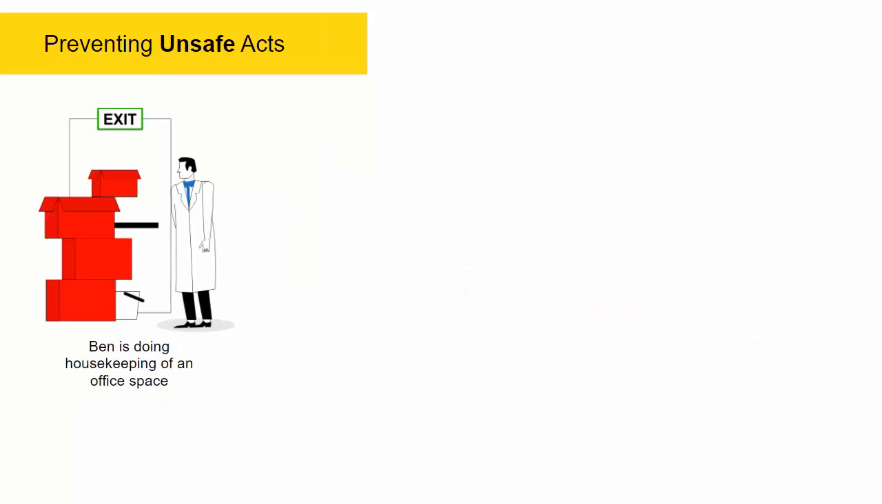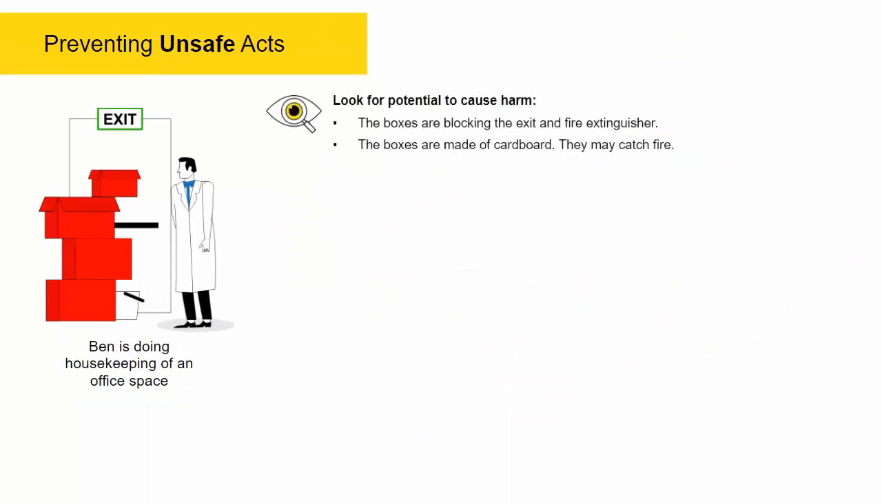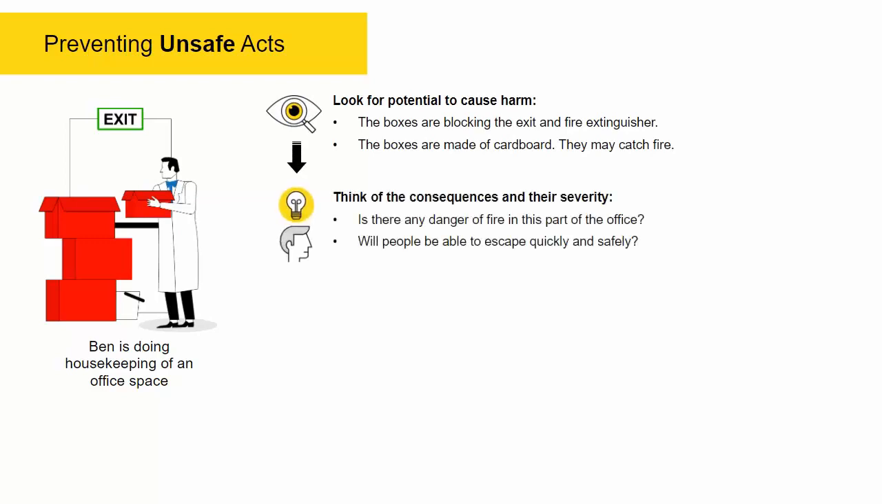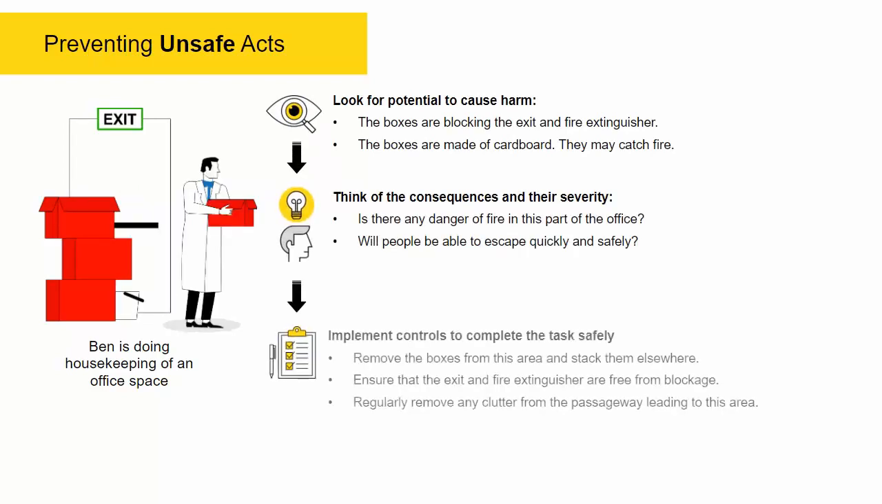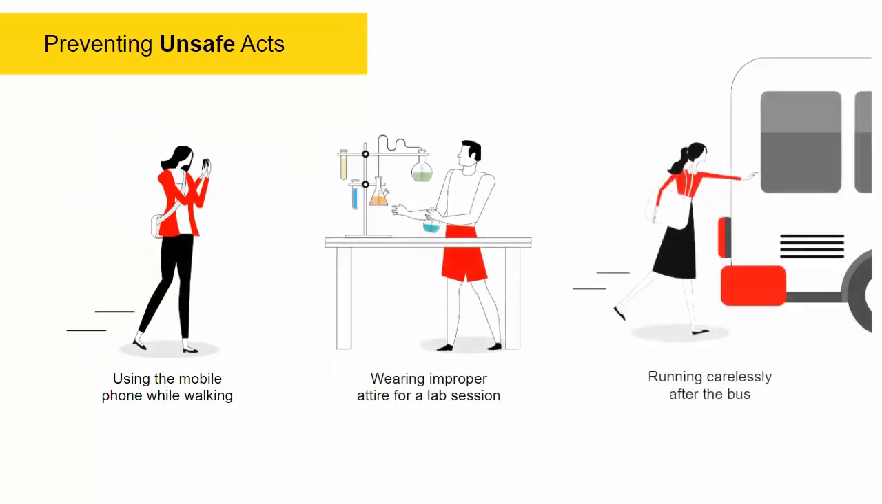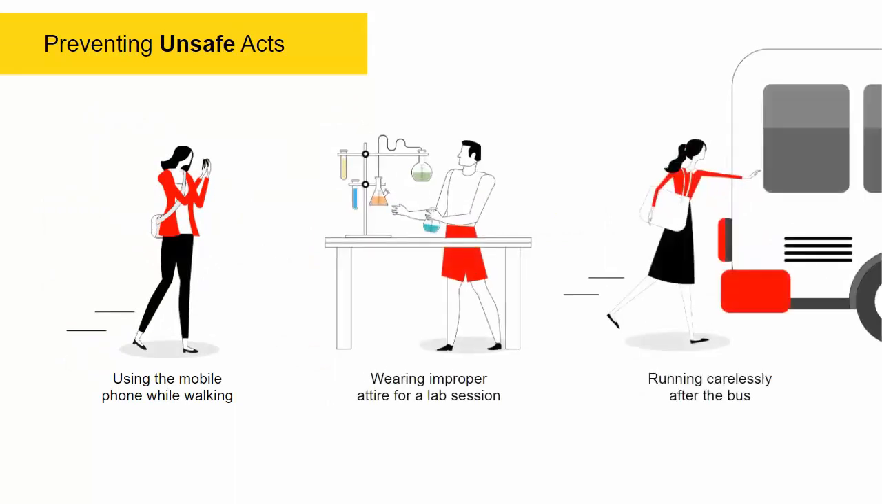In this last example, while doing housekeeping, Ben should look out for potential fire hazards. He should think of the consequences of having fire hazards, and eliminate the potential harm by finding a safer place to stack the boxes. Now that you've seen a few examples of how to apply the look, think, do approach, would you know how to apply the approach to prevent potential accidents from happening in these situations too?